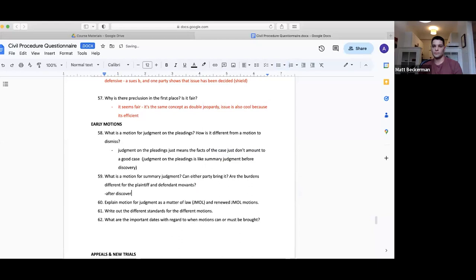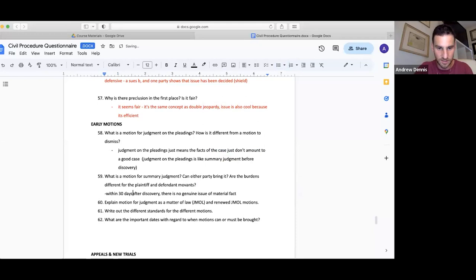Yeah. I think it has to be within 30 days of the close of discovery. Yeah, within 30 days of discovery, when the judge says so. 30 days after discovery, there's no genuine issue of material fact. Are burdens different for the plaintiff? They're the same burden, right? And either party can bring it?